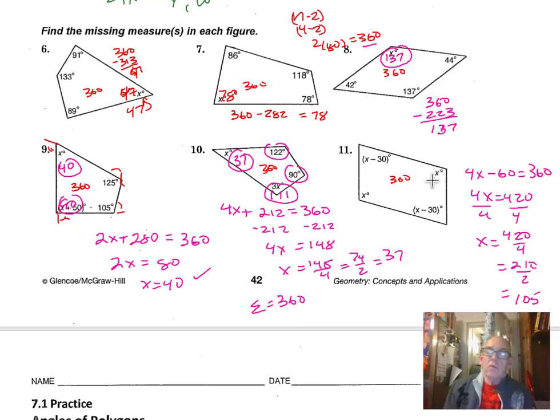So x is 105, 105 there, 105 there. 105 take away 30 is 75, and 105 take away 30 is 75. So these are 75s, that gives 150, and another 105 makes 255, and another 105 gives 360.